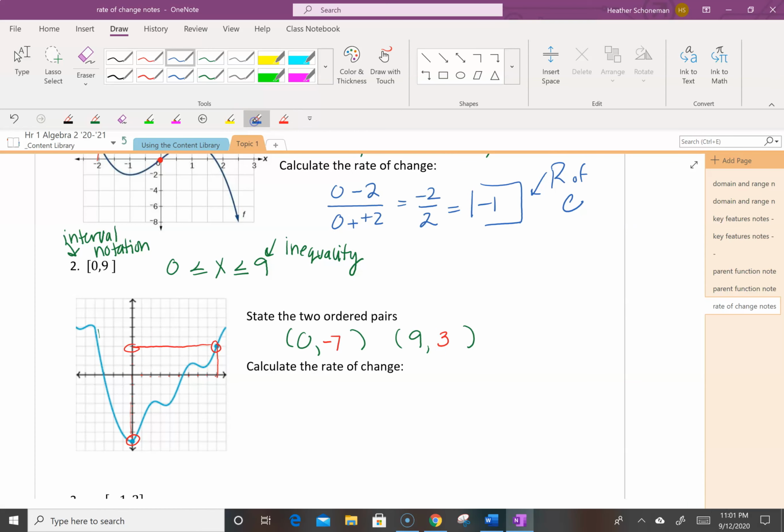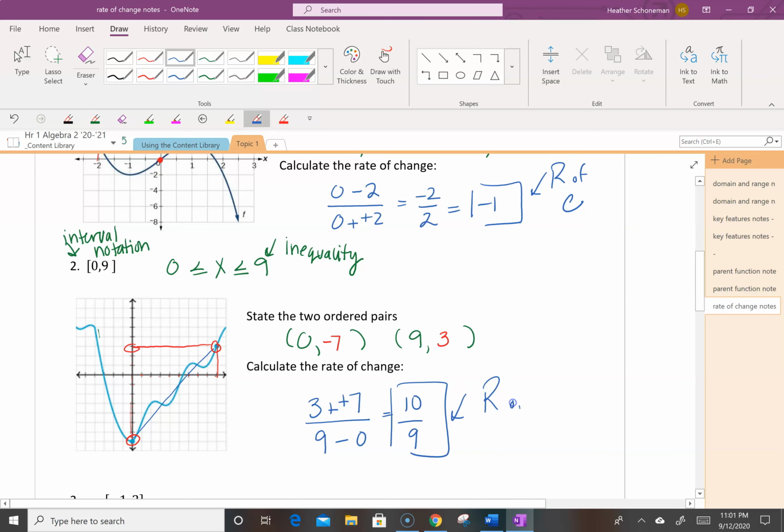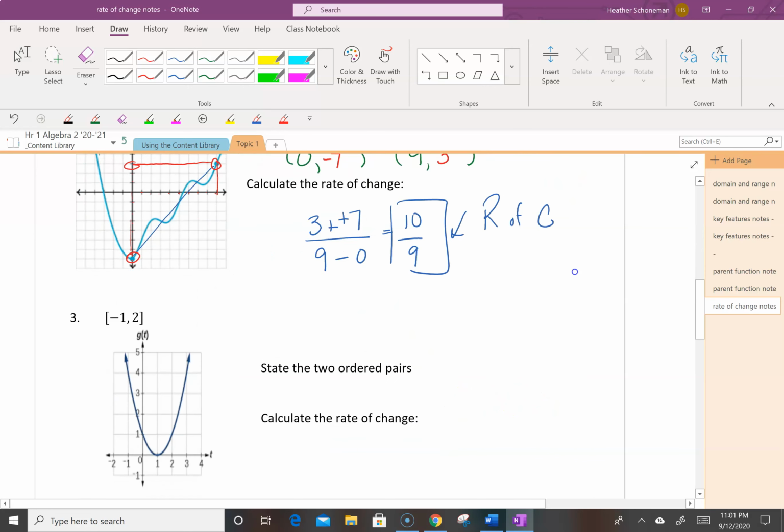Now that you have your 2 ordered pairs, now you can find the slope with those, which would calculate the rate of change over this section of the graph. Okay, so you're finding the slope of this line here, the straight line between the 2 points. So you're going to do 3 minus -7 over 9 minus 0. So that gives you 10 over 9, and that right there is your rate of change.